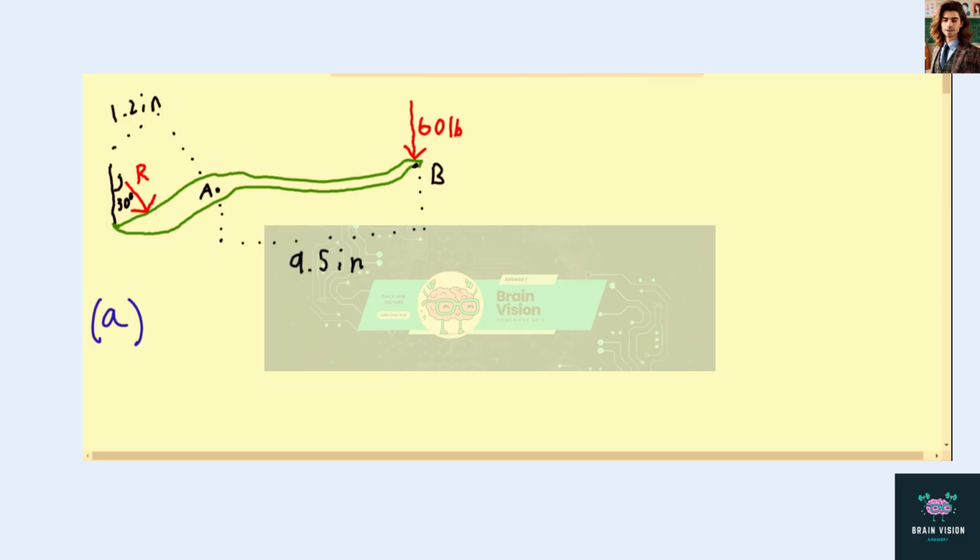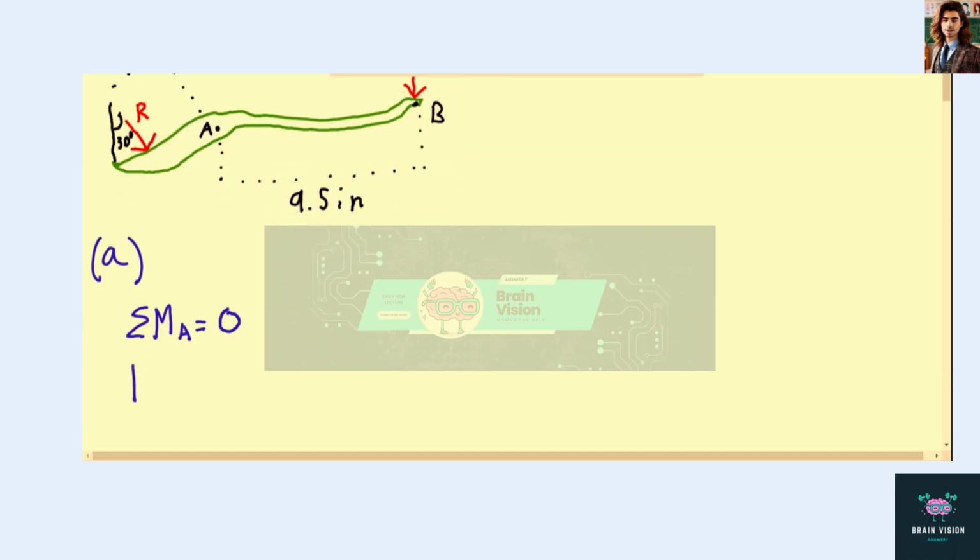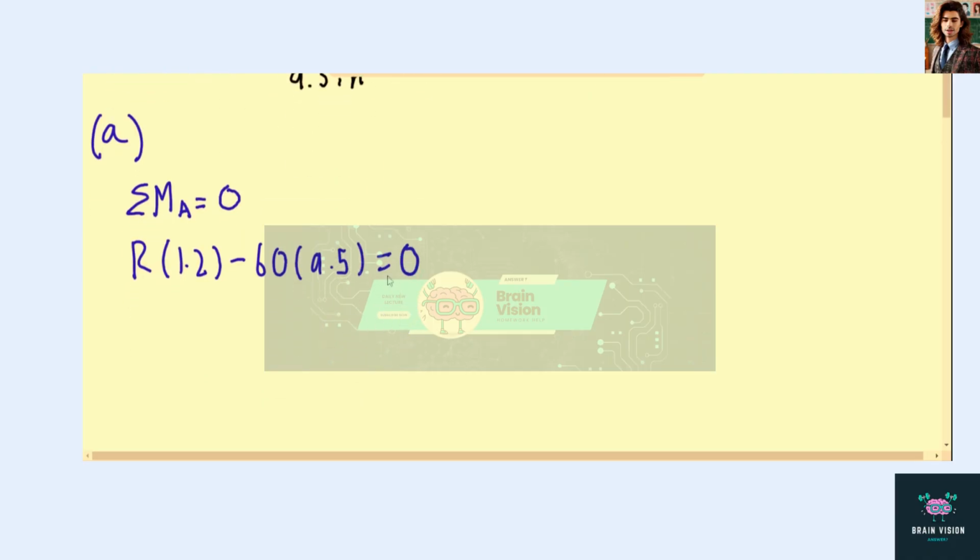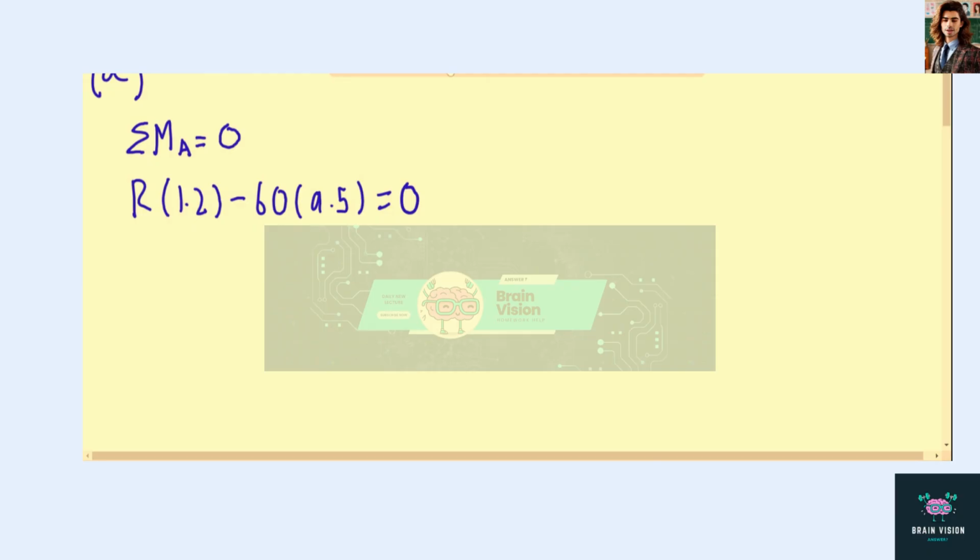To start solving for that force, we can say that the sum of moments about point A is equal to 0, and we can write that as force R times 1.2 minus the force 60 times 9.5 is equal to 0. And we can take this expression and solve it for the force R. This will give us a value of R that is equal to 475 pounds.